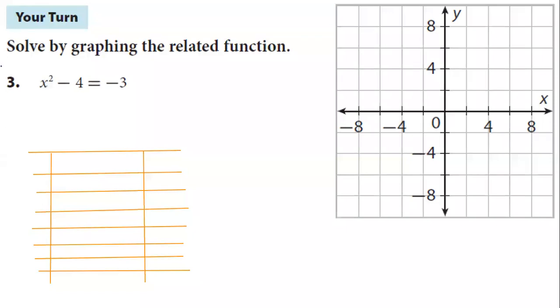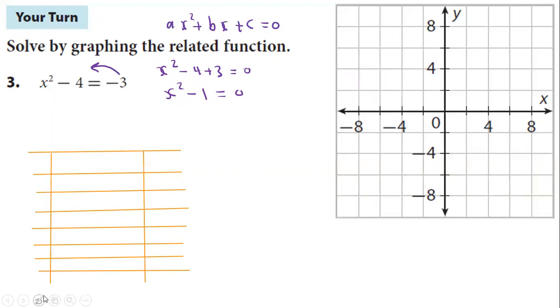Your turn. Solve by graphing the related function. We said we have to write the quadratic function in the form ax squared plus bx plus c equal to 0 first, then y equal to this rule. Here we have to combine. We have to move -3 to the other side, so it will be x squared minus 4 plus 3 equal to 0. So x squared minus 4 plus 3 will be 1, minus 1. So it will be 0. So x squared minus 1.